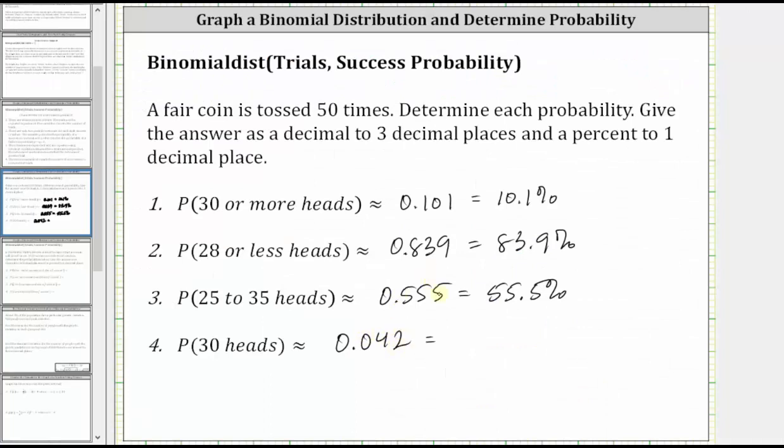And 0.042 is equal to 4.2%. I hope you found this helpful.